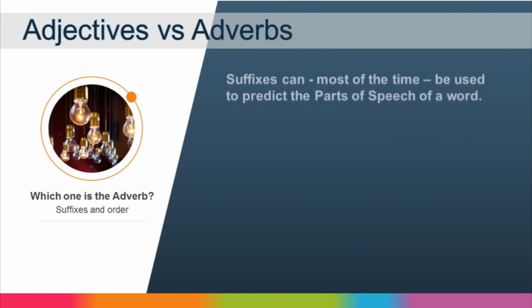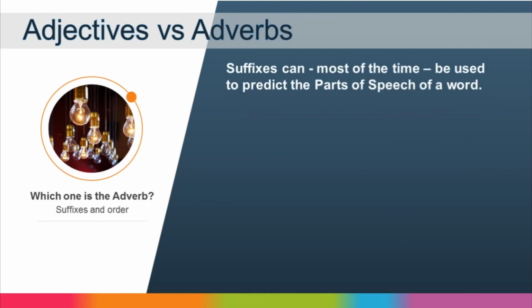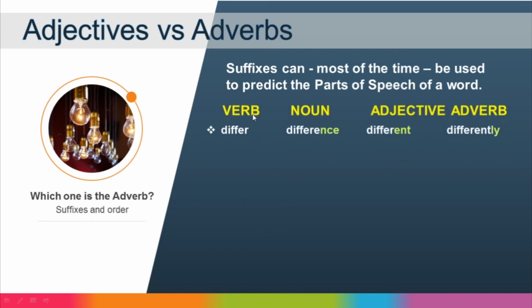Now, suffixes can, most of the time, be used to predict the part of speech of a word. Let's take a look at this. For example, we have the verb differ. The noun form of it is difference with the ence suffix, while the adjective form of it is different. You will notice the suffixes that I highlight here, while the adverb ends with ly, differently. Another word is invent. The noun is invention. It has special suffixes here. The adjective is inventive, which ends with ive, and inventively, which has the same ending.